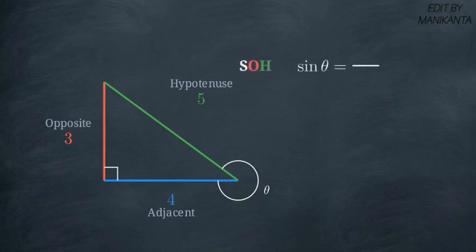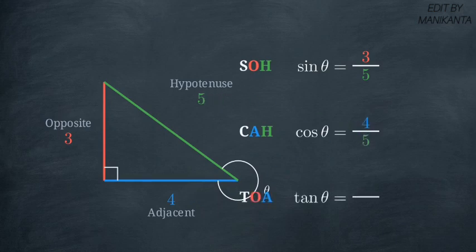To find the sine, we check our SOH formula. We take our opposite value of 3 and our hypotenuse of 5, giving us a sine of 3 over 5. For the cosine, we look at CAH. We divide our adjacent 4 by the hypotenuse 5, resulting in 4 over 5. And for the tangent, we use TOA. We divide the opposite 3 by the adjacent 4, which gives us 3 over 4.